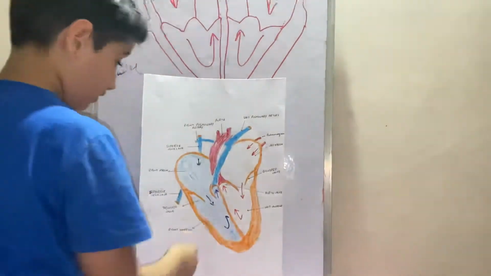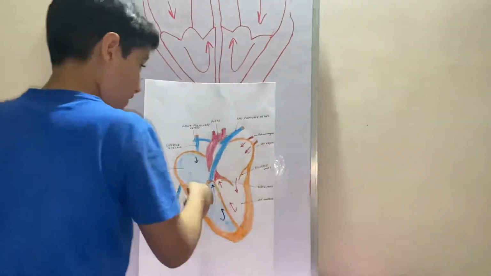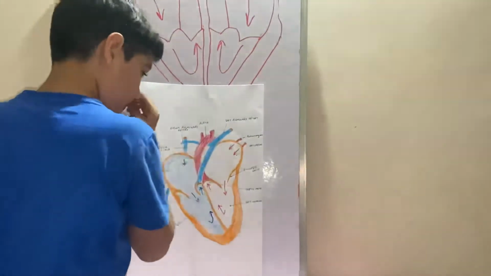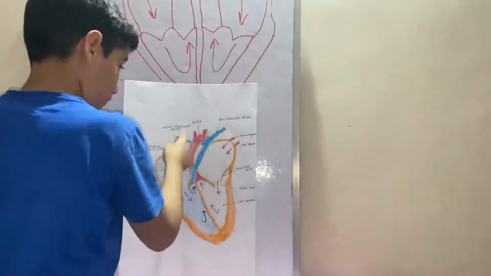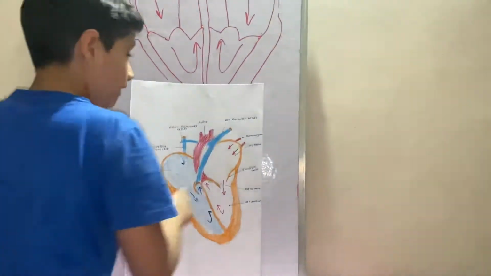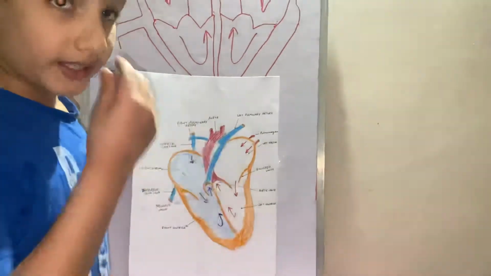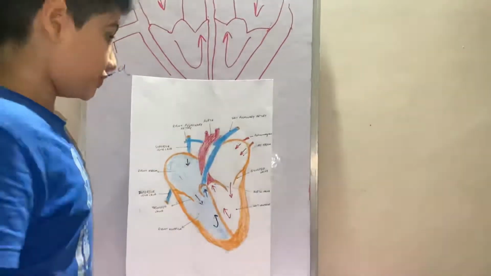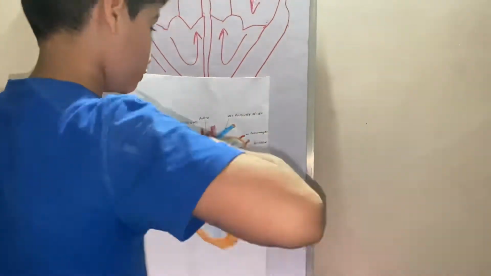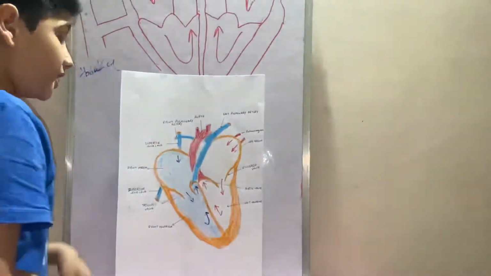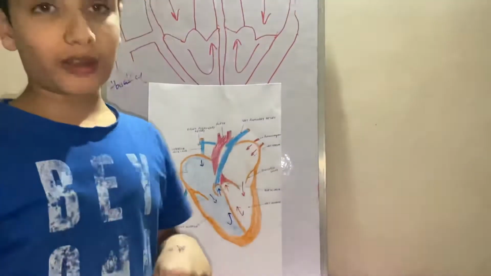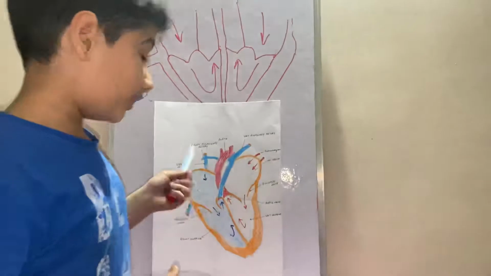From the right ventricle, it contracts and ejects into the pulmonary artery. From the pulmonary artery, it goes to the right pulmonary artery and to the left pulmonary artery. The left pulmonary artery takes the deoxygenated blood to the left lung, and the right pulmonary artery takes it to the right lung. So why does it go to the right lung and the left lung? We're going to talk about that.